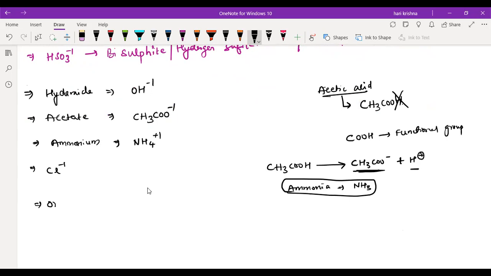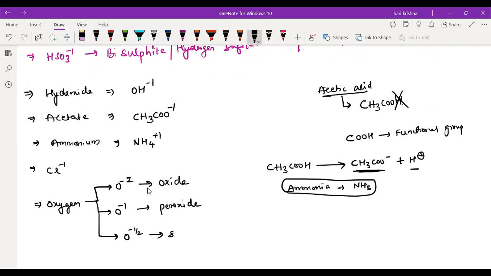First, when you take the oxygen, listen here carefully. Oxygen will show 3 different states: O minus 2, O minus 1, O minus half. O minus 2 means oxide. O minus 1 means peroxide. O minus half means superoxide. This alone you can remember. Clear? Any doubts on this?